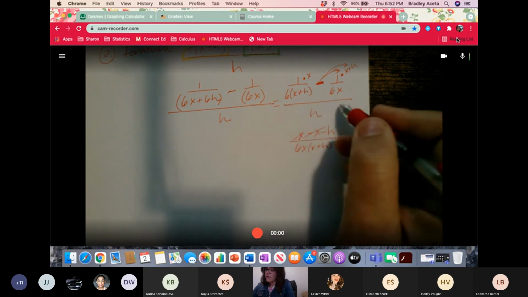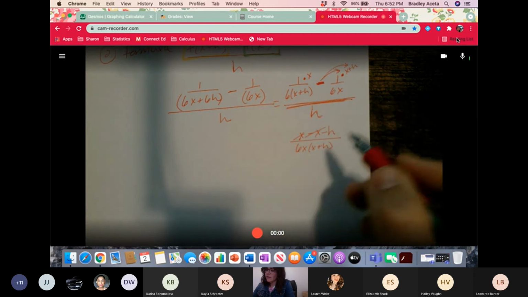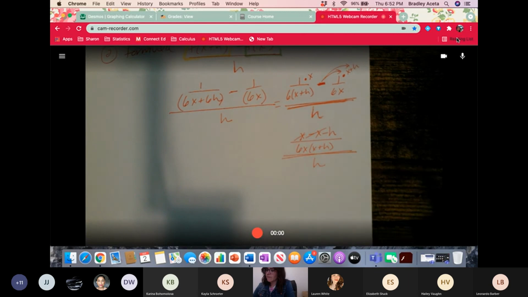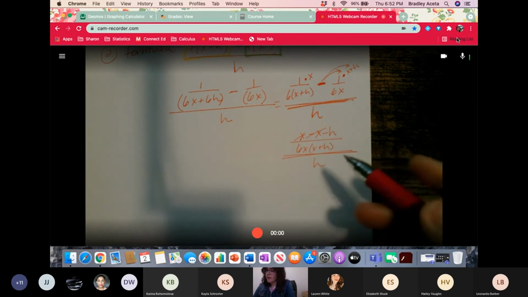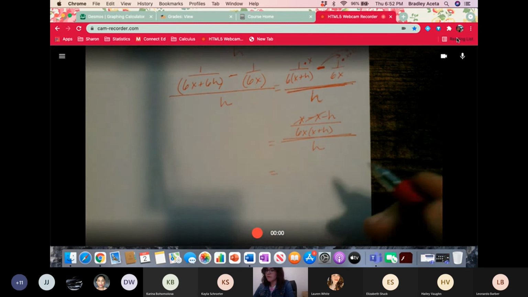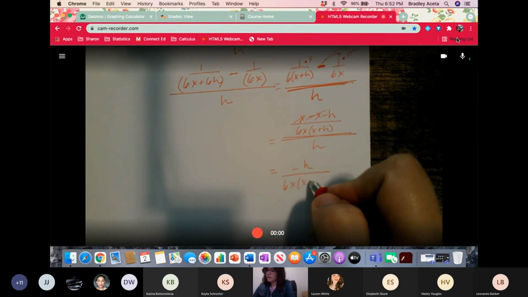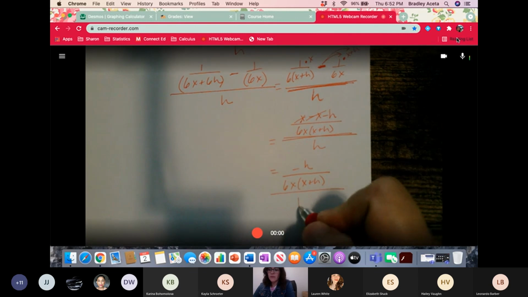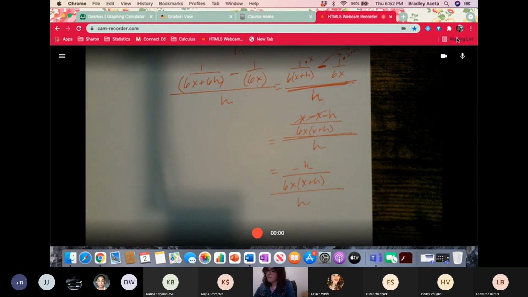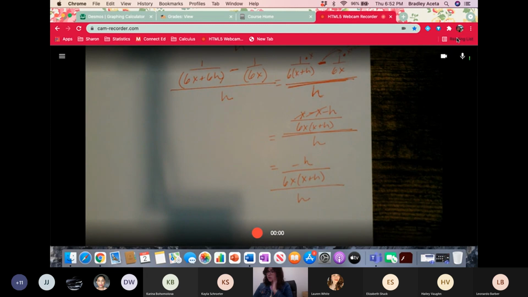Now remember, this is all over h. So now I have on top negative h over 6x times x plus h, all divided by h. Now I don't know how your teacher taught you back in the day, but how do you handle a fraction over another number or a fraction over a fraction? They may have said something like same change flip. And so that's what we're going to do right here.